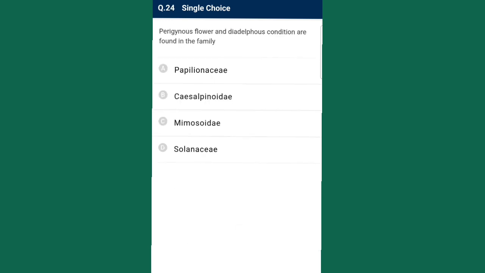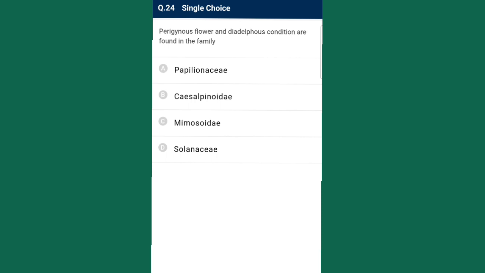Question number 24. Perigynous flower and diadelphous condition are found in the family? The tendency of coalescence of stamens results in diadelphous condition in perigynous flowers. Hypanthium, a floral tube formed from the fusion of stamens, petals and sepals, is attached to the receptacle below the gynoecium and surrounds the ovary.